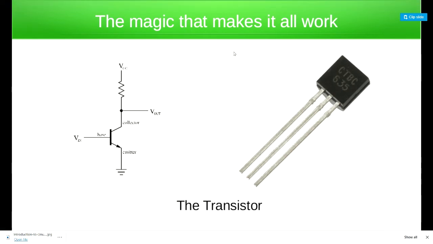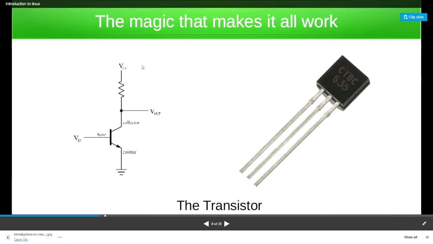The magic that makes it all work. This is the transistor. All students who are taking up electronics maybe know the basic circuitry of the transistor. We have the voltage in here, the base, the emitter connected to the ground, the collector, then the voltage output, and we have here the resistor and the VCC, which is the voltage controller. This one, the VCC. Now, this is the circuitry of the transistor.